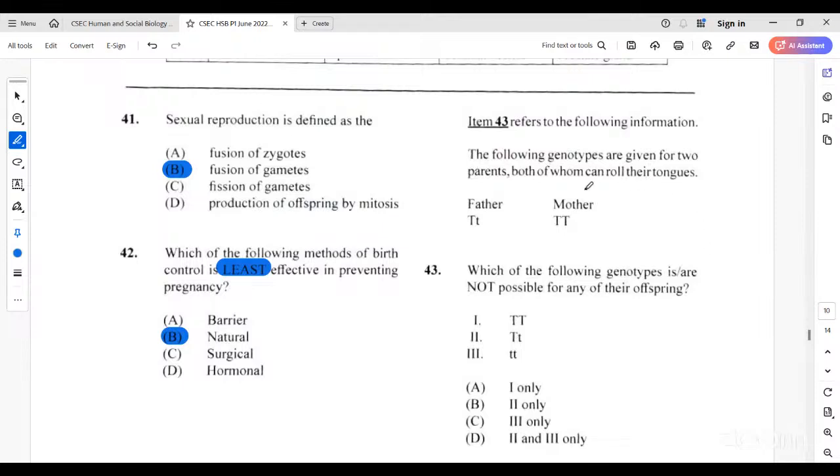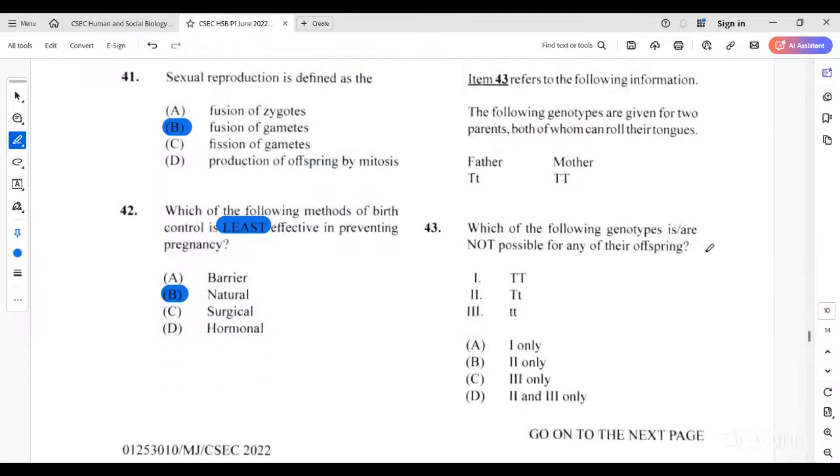43 refers to the following information. The following genotypes are given for two parents, both of whom can roll their tongue. Which of the following genotypes is not possible for any of their offspring? Homozygous dominant, heterozygous, homozygous recessive. We know homozygous recessive based on the genotypes of the father and the mother cannot happen. Yeah, so 3 cannot happen, and that makes the answer C. Remember, they asked which one is not possible. So 43 is C.